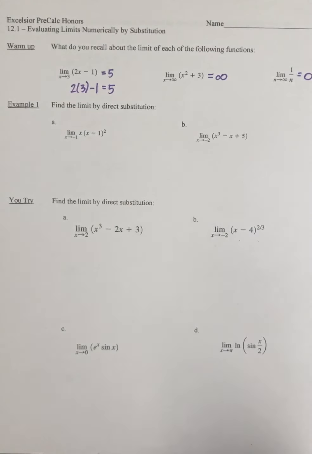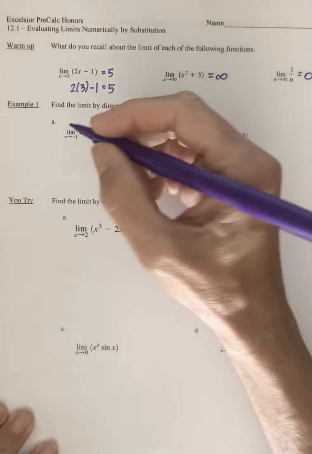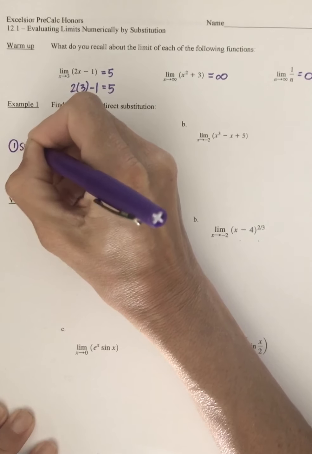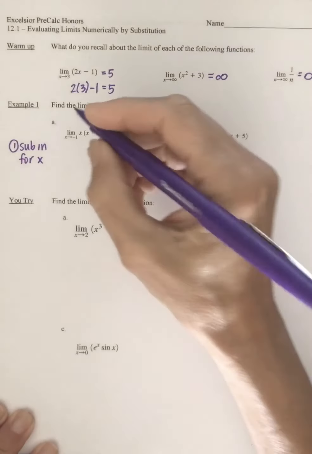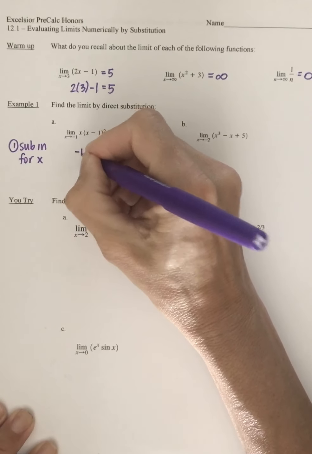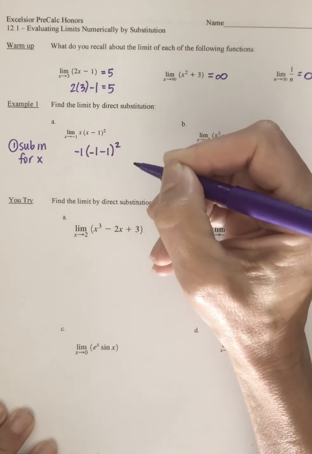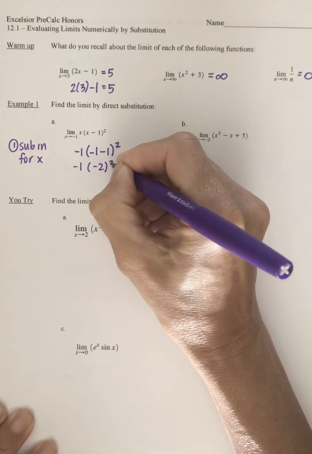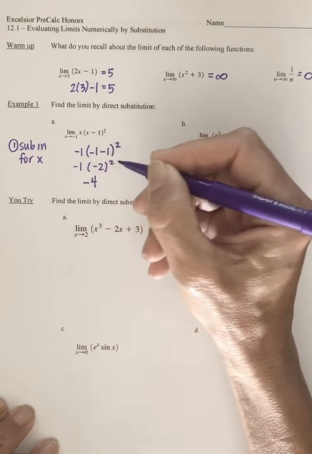So I don't necessarily know what that looks like. It's a cubic if you multiplied everything out, but yeah, no clue. I mean, I do have a clue, but I'm going to make like I don't. So I'm just going to sub in -1 for x. Okay, so we have -1 times -1 minus 1 squared. So that's going to be a -1 times -2 squared. That's 4. 4 times a negative 1 gives you a value of negative 4.